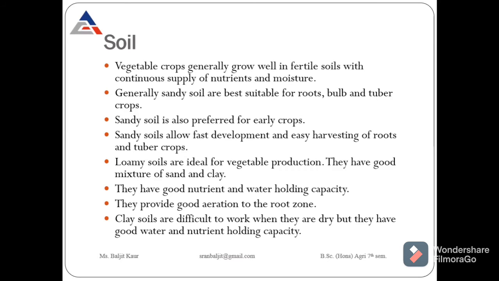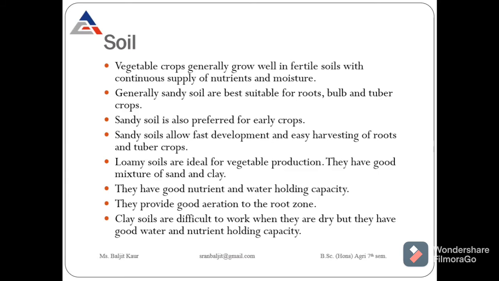Now loamy soils are ideal for many of the vegetable crops. They have a good mixture of sand and clay. They have good nutrient and water holding capacity. They provide good aeration to the root zone, right? And clay soils are difficult to work when they are dry, but they have good water and nutrient holding capacity. So different types of soils like sandy soils, loamy soils, and clay soils are there.